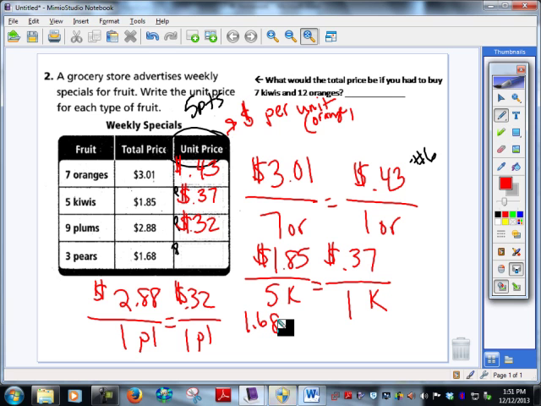Okay, and then finally pears are $1.68, so 168. No, that's an L, plum, PL, because it's pear and plum. I know, but you put 1 instead of 9. My bad, sorry. Okay, so $1.68 for 3 pears.